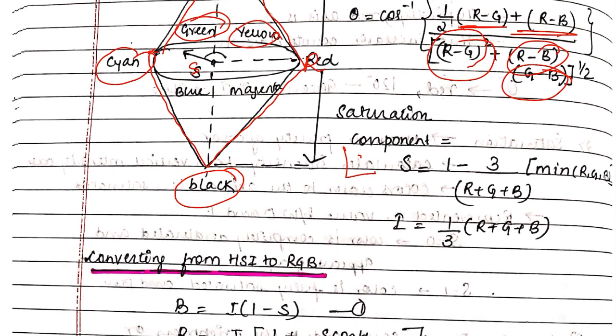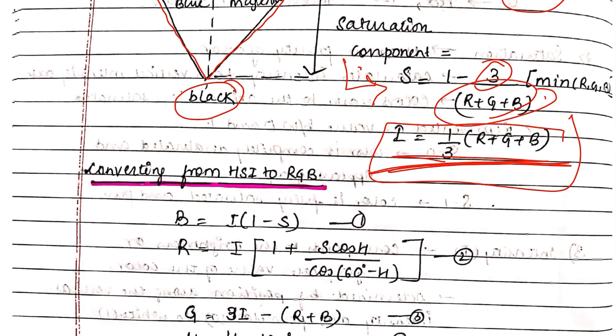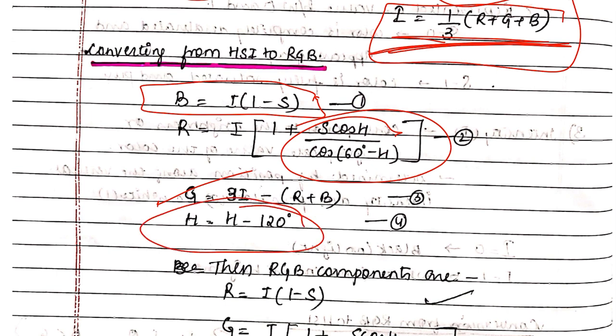So how do you calculate the saturation component? The saturation component is mainly given by S equal to 1 minus 3 upon (R plus G plus B) into the minimum of RGB, where 3 is nothing but the 3 components which you are using. I equal to 1 by 3 of (R plus G plus B). Okay, so how will you convert HSI to RGB? B is defined by B equals I into (1 minus S), R equals I into (1 plus S cos H upon cos (60 degrees minus H)), G is equal to 3I minus (R plus B), and H is equal to H minus 120.